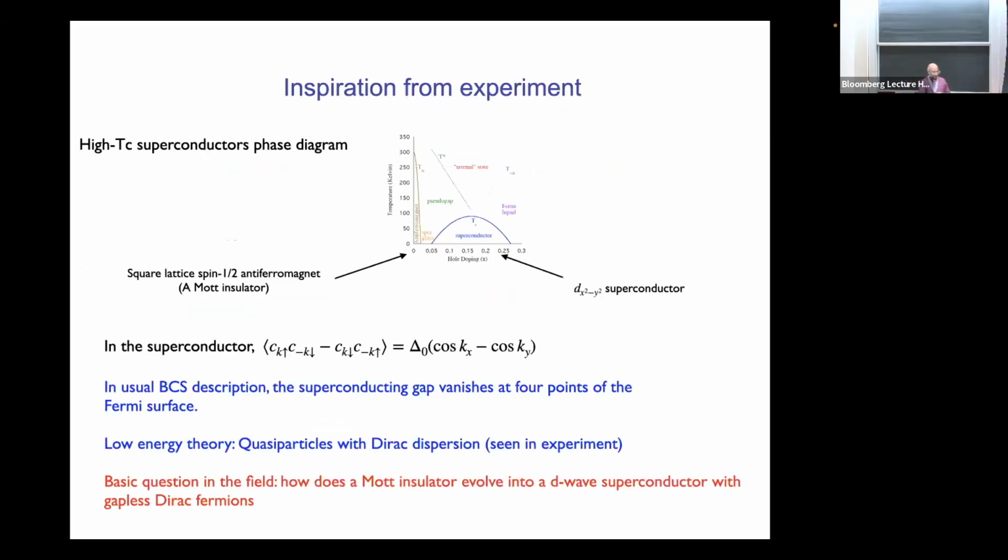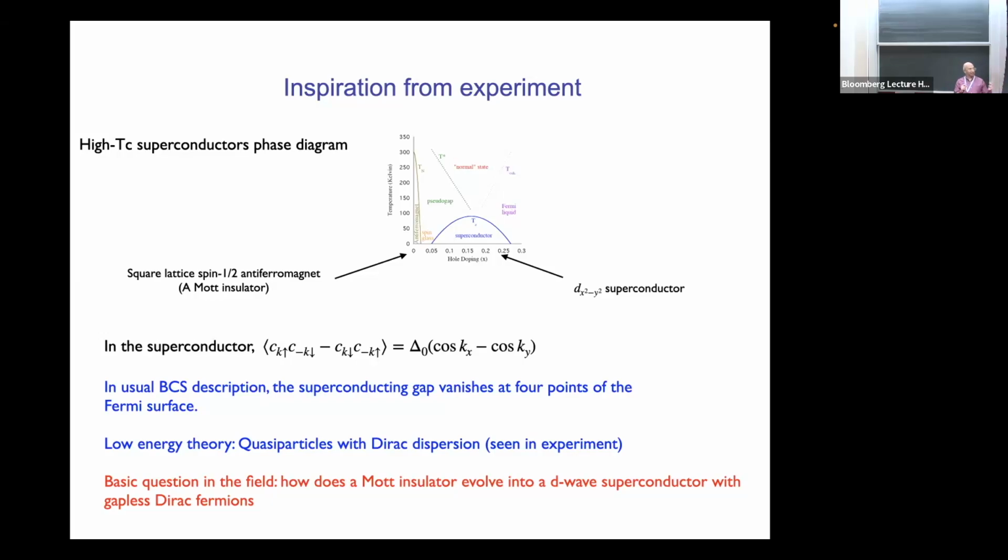So we'll take inspiration from experiment. Okay. So I don't want to flood you with experimental facts, but there's one fact that is pertinent. So I said that the square lattice spin half antiferromagnet is the parent state from which, when you remove charge, you get the superconductor. Now, the other thing that's completely uncontroversial in the field is that the superconductor is what's known as the dx squared minus y squared superconductor.